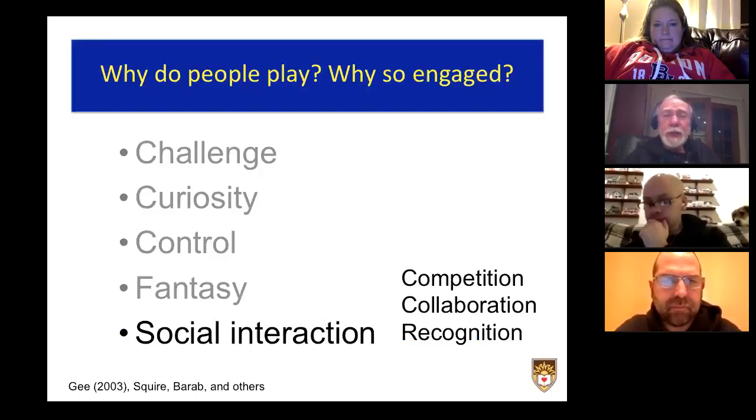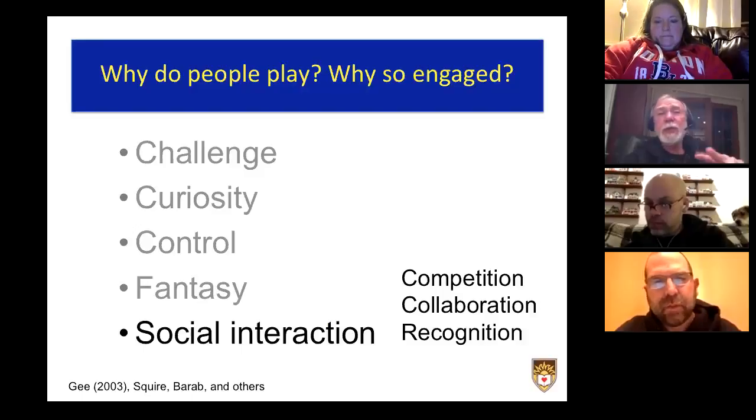More recently, with networked games, social interaction has become an additional element of engagement. And there are 3 levels of that. So it can be competition. In a one-on-one tennis game, that's competition. But in a football game or a baseball game, there's probably more collaboration than competition among your team members. And then the leaderboard provides recognition.